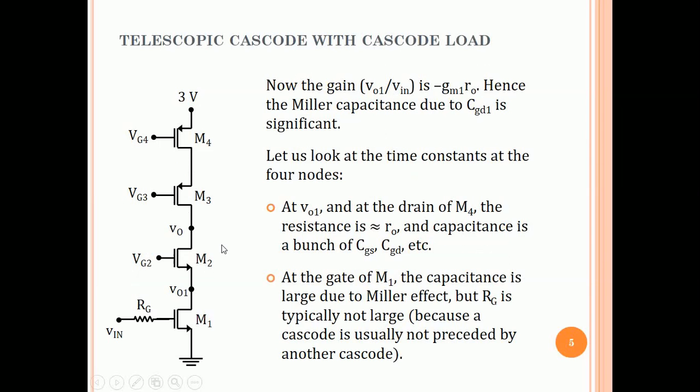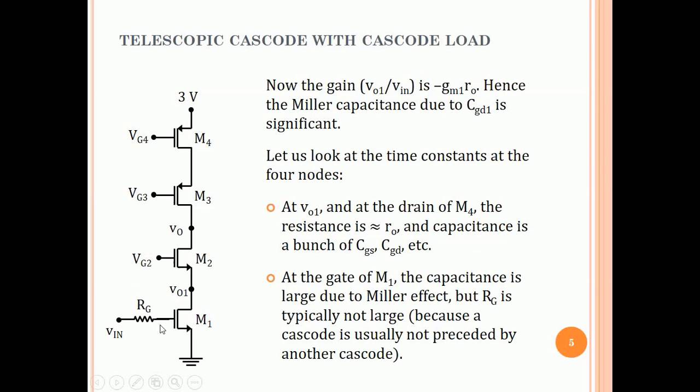Alright, now let us look at our standard telescopic cascode with a cascode PMOS load. Again, we'll look at the time constants at each node and figure out which time constant dominates the frequency response, or the minus 3 dB frequency, of this circuit.